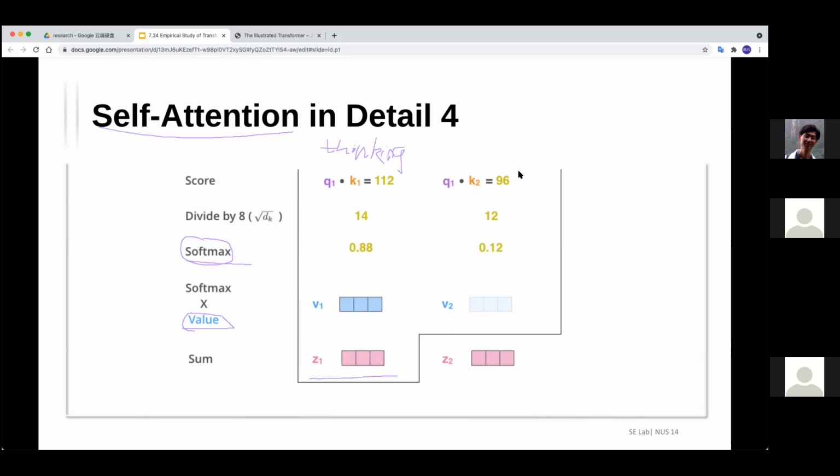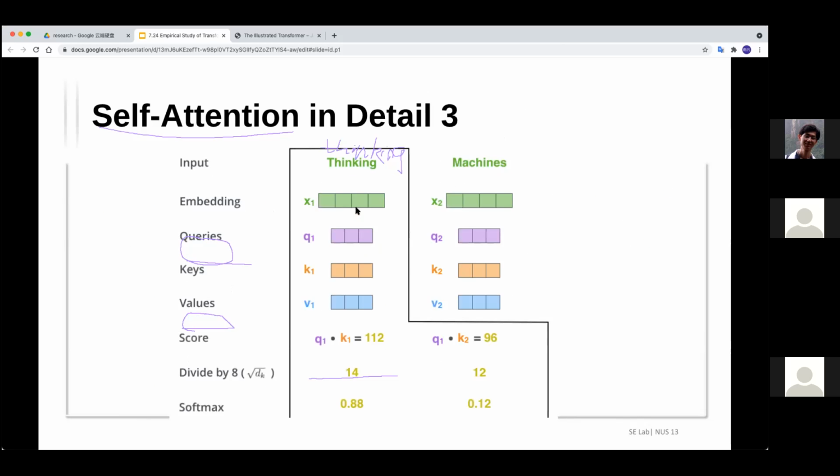Hello, Yufan. Can I ask why it is divided by 8, the square root of dk? Oh, it's because, in the paper, it said it will make the gradient more steady, because here is 112 and this is much smaller. It's just a model setting. Typically it's divided by 8 because dk is the dimension of the query, keys, values.